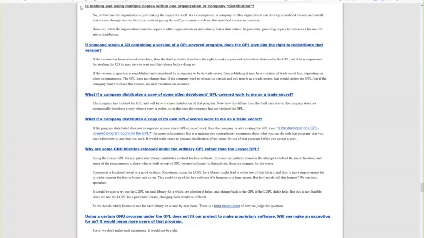So this is just the FSF's view. The FSF wrote the GPL, but ultimately, what they think is not necessarily going to matter if you're dealing with somebody else's GPL license software. They only wrote the license, but what the license itself says is what a judge would be looking at if this was ever to come to litigation.